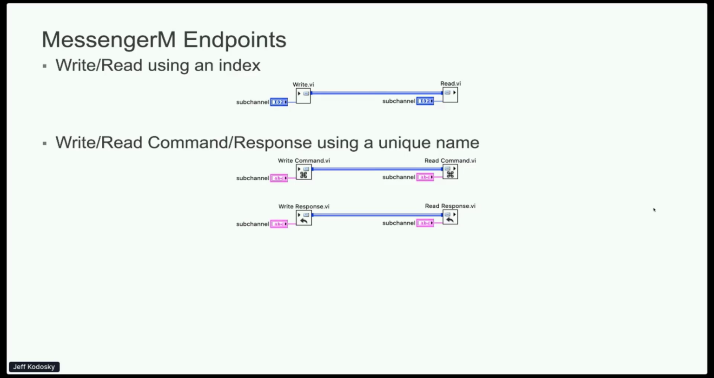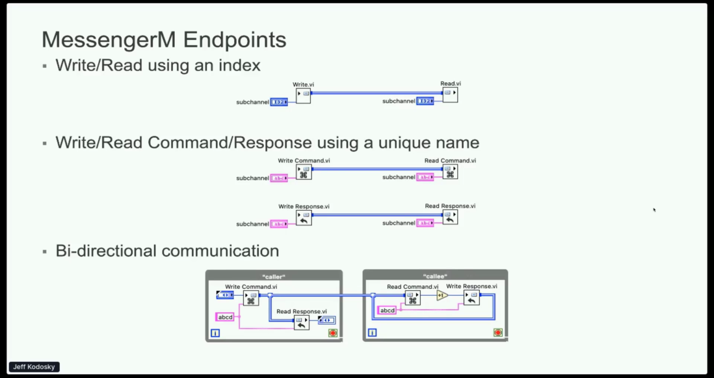Why these extra endpoints? Well, since messenger channels support multiple readers and writers, the MessengerM channel can actually support bidirectional communication. These extra endpoints facilitate a call return style communication between concurrent loops. The caller sends a message which the callee reads, and then the callee sends a reply which the caller reads, all on the same bidirectional channel.